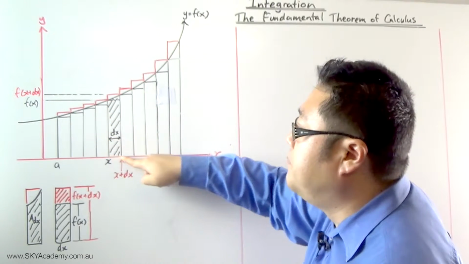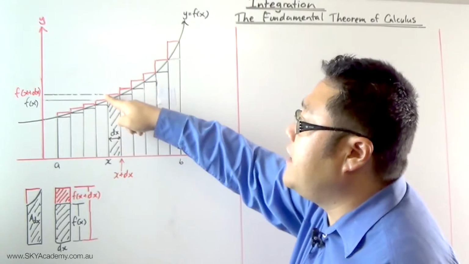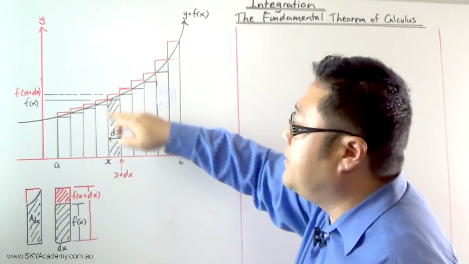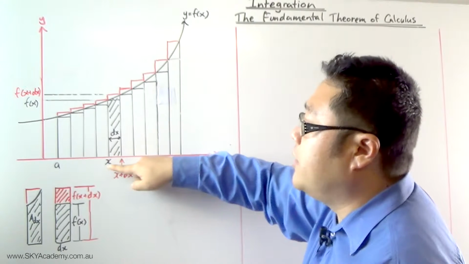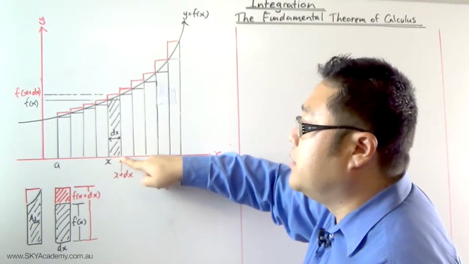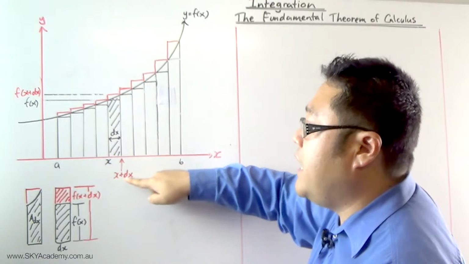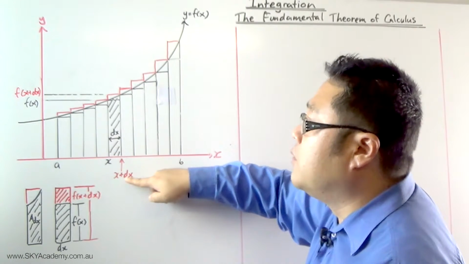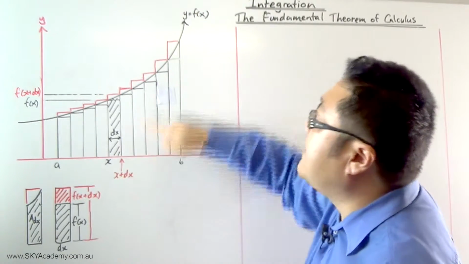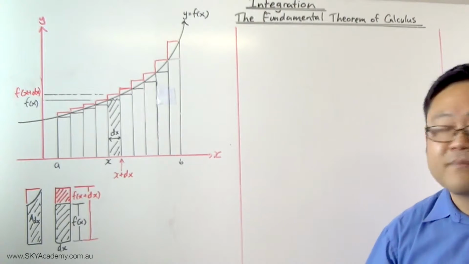That f of x will be the height of that rectangle, right? But the height of the upper rectangle, the rectangle with the red tip, will be f of, not x, but f of the next increment along. And the next increment along will be x plus dx. To find the y coordinate, or the height, it's just a matter of substituting that into the function, which is f of x plus dx. Does that make sense? Good.